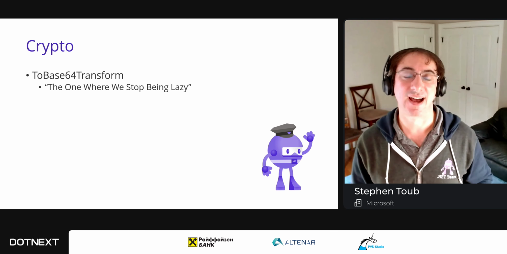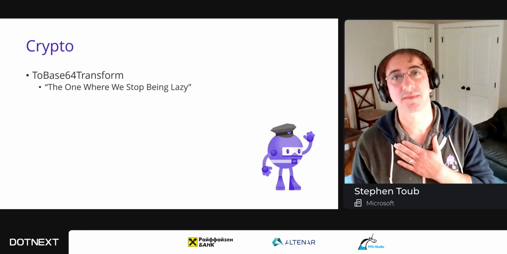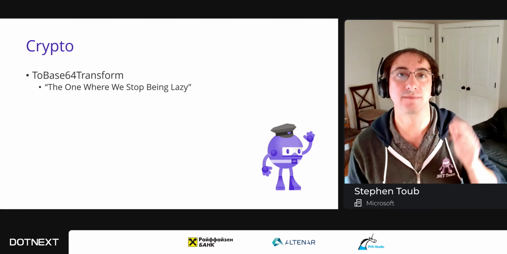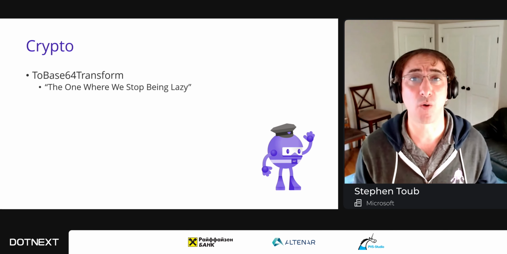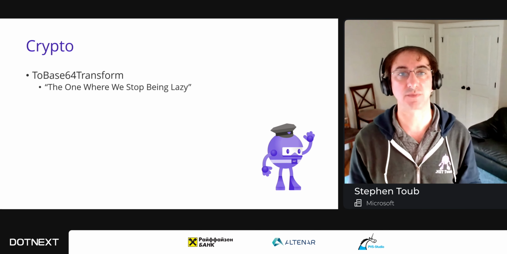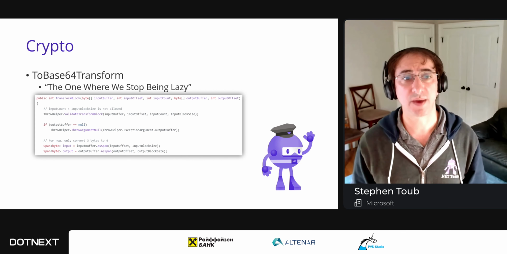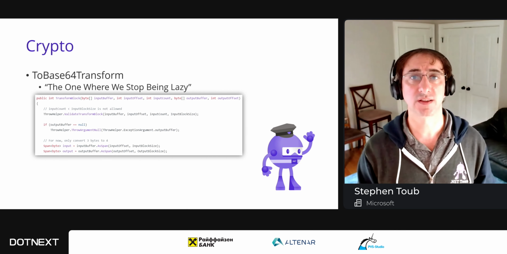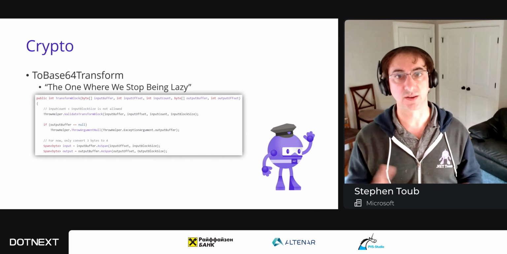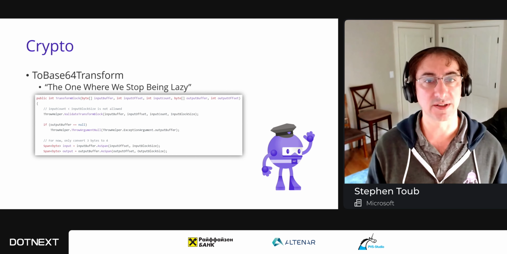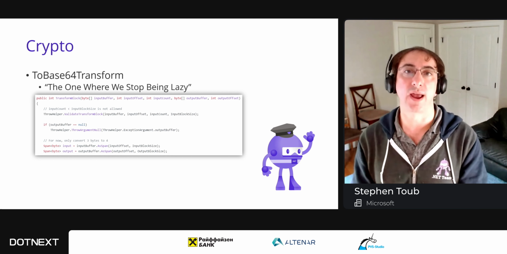One of these is in the crypto space, and I like to call this one the one where we stop being lazy, because it highlights that sometimes us as developers can get a little bit lazy and put off for another day something that we don't think is particularly relevant. And we don't necessarily realize how much we're leaving on the table, how much performance we could have gained by addressing it. So there is a type in the crypto space called ToBase64Transform. It implements the ICryptoTransform interface and can be plugged into CryptoStream to base64 encode some input using the crypto APIs. And there's this function called TransformBlock, which takes some input bytes and then an output array to write those into.